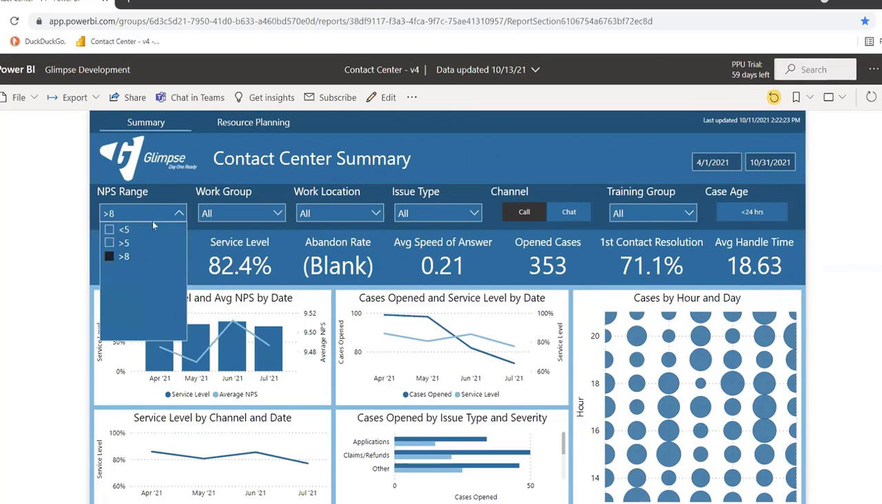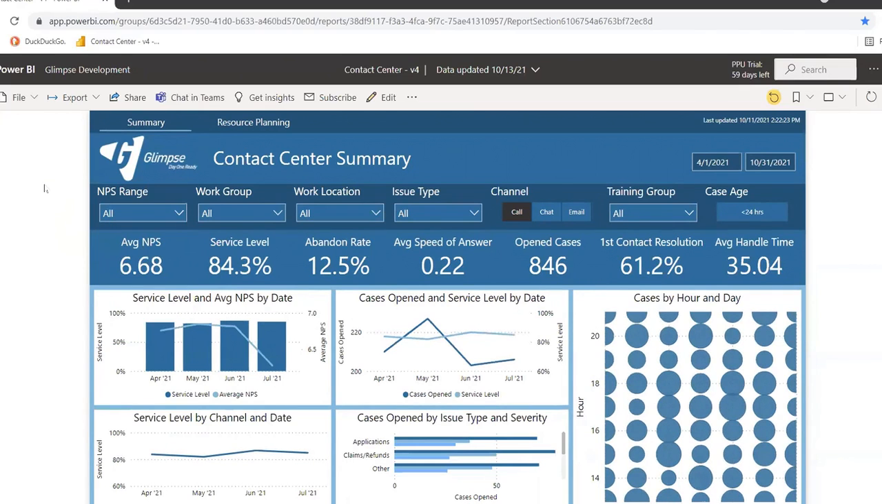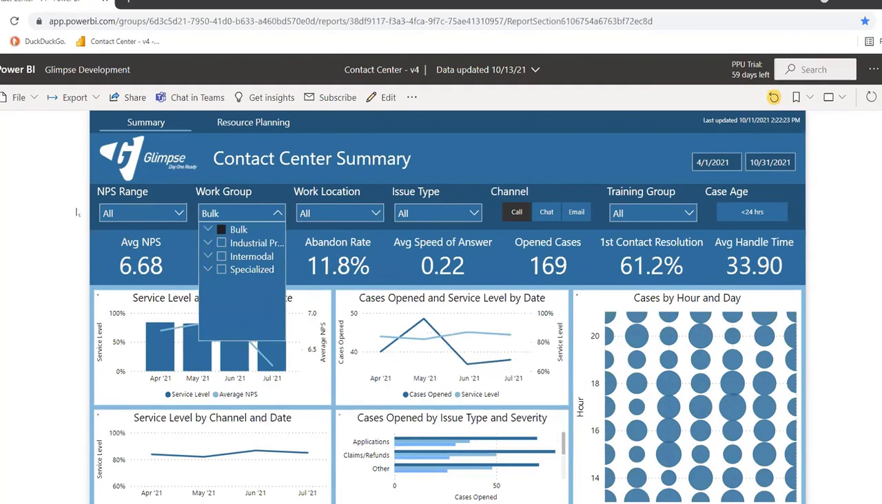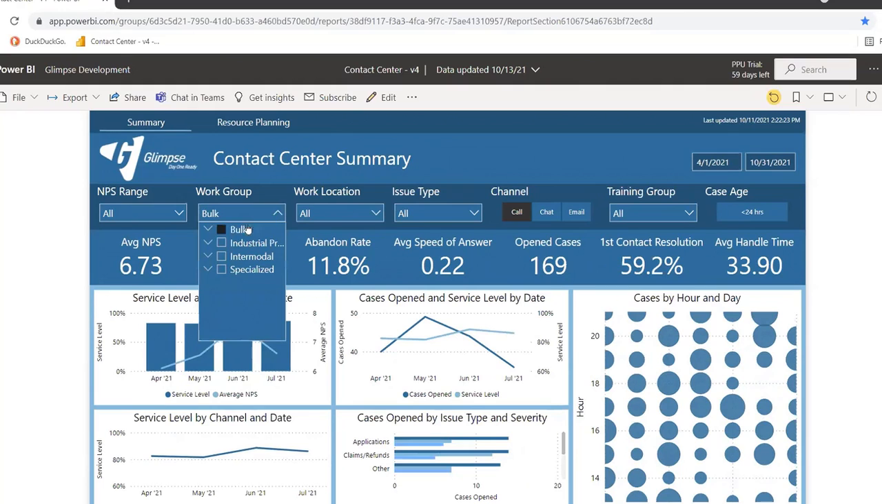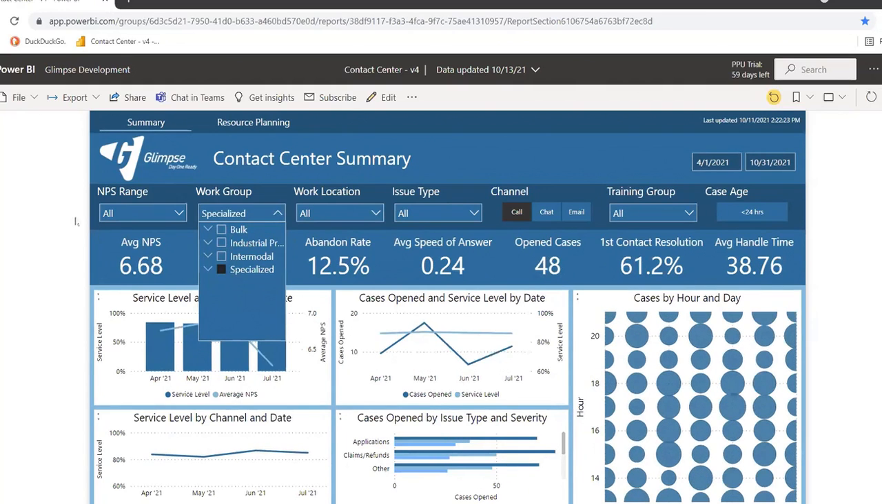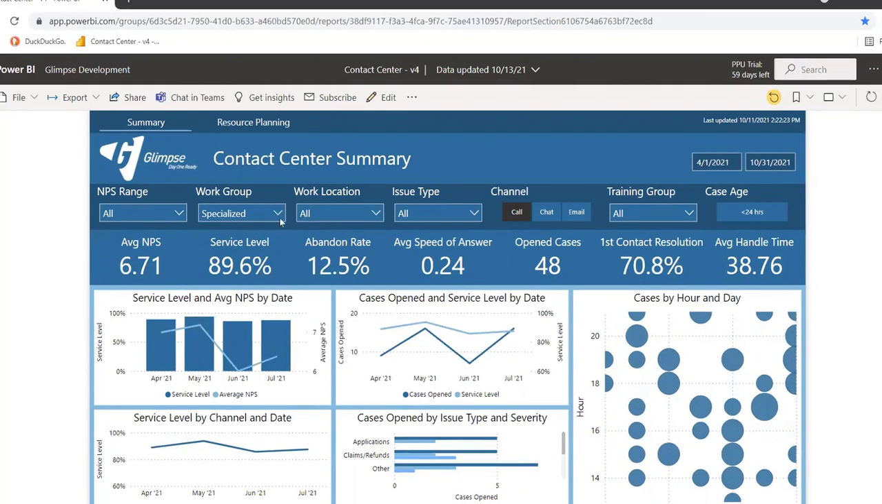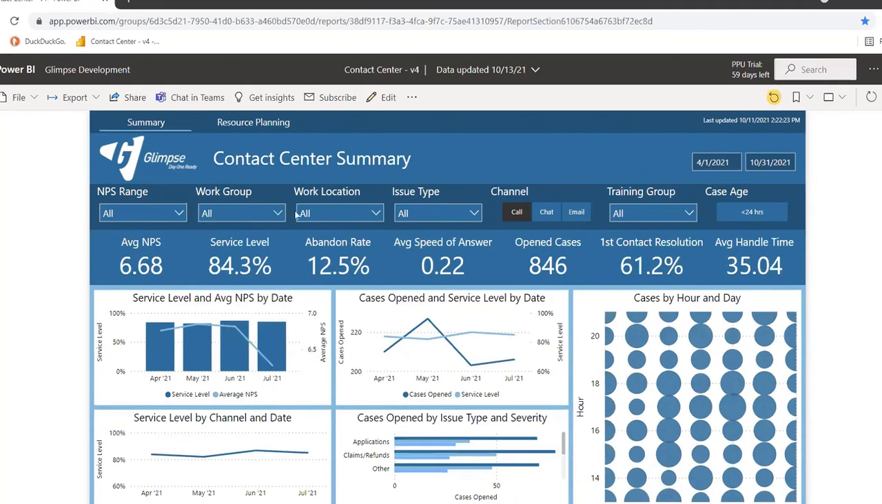Now let's go back and deselect that and say, across all Net Promoter Scores, does the work group have any effect? Let's just pick a work group and let's look at bulk, 84% net team. There's another team called specialized. I'm not seeing much difference. Industrial products, much difference, still a little bit, but generally speaking, the work groups are performing about the same. Okay, let's look at work locations, and this is important. Let's look at the on-site people.